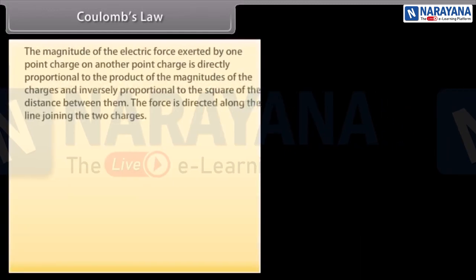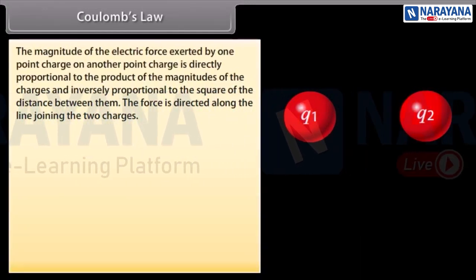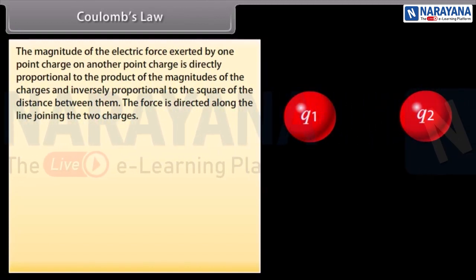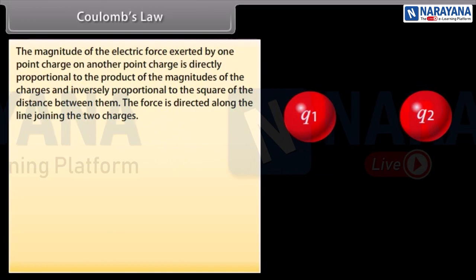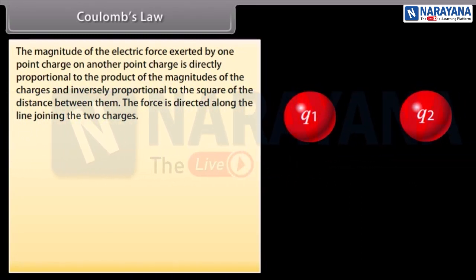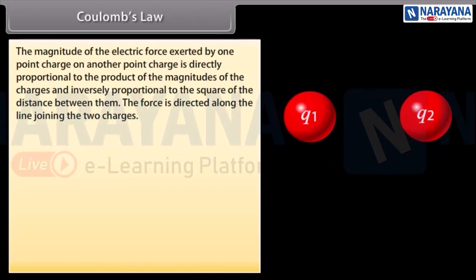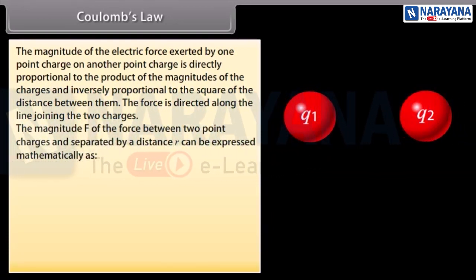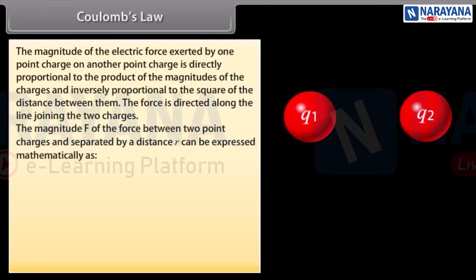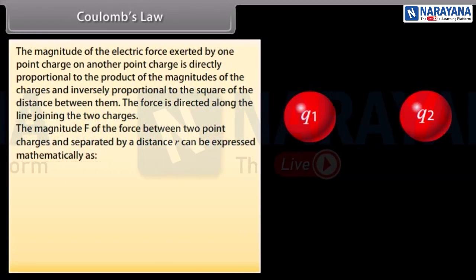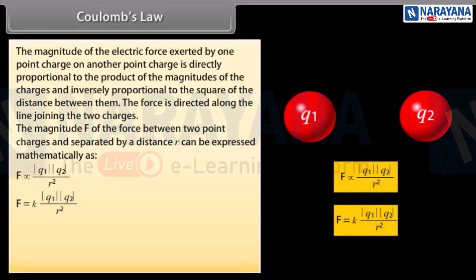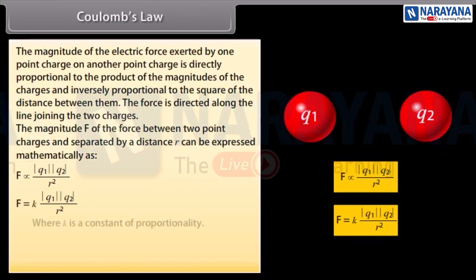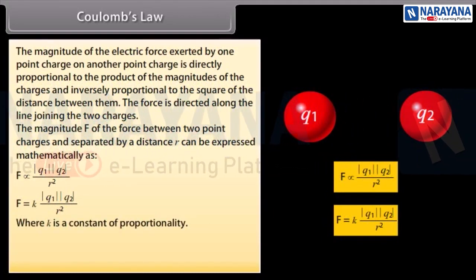Coulomb's law. The magnitude of the electric force exerted by one point charge on another point charge is directly proportional to the product of the magnitudes of the charges and inversely proportional to the square of the distance between them. The force is directed along the line joining the two charges. The magnitude F of the force between 2 point charges Q1 and Q2 separated by a distance r can be expressed mathematically as F = K|Q1||Q2|/r². Here, K is a constant of proportionality.